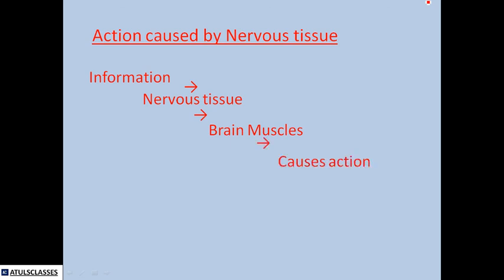How is action caused by nervous tissue? If the information has been received, the information will be taken by nervous tissue, like we studied earlier, that is the neuromuscular junction or nerve ending. Now, this nervous tissue takes the message to the brain, and in the brain it causes action. How, in detail, will the path of action be?